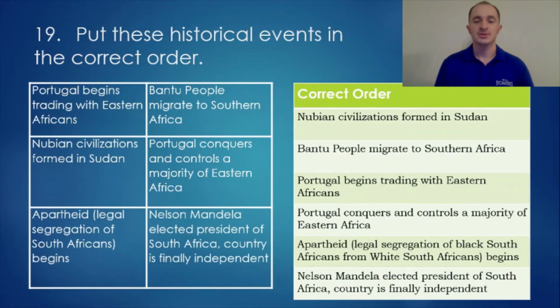Okay, number 19, put these historical events in the correct order. So on the left, we can see the box that you would have on your study guide, and on the right, I put it in the correct order. So our first thing is the Nubian civilizations formed in Sudan. So this would be 2000 BC. We see the Nubian civilizations formed.